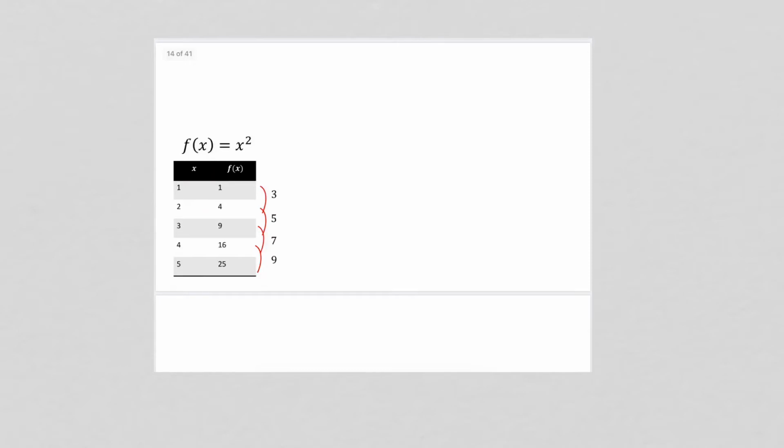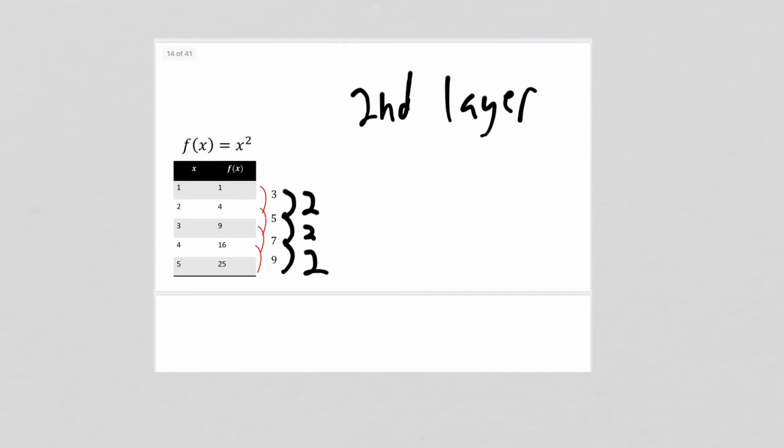So now what if we take the change in the change in rise? What if we take the difference of the difference? Well, what do we get? We get 3 to 5 is 2, and 5 to 7 is 2, and 7 to 9 is 2. So our second layer of looking at the change in rise, the change in the change in rise, is linear. And this is in fact true for all quadratic functions, right? It's a degree 2, so the second layer is linear.